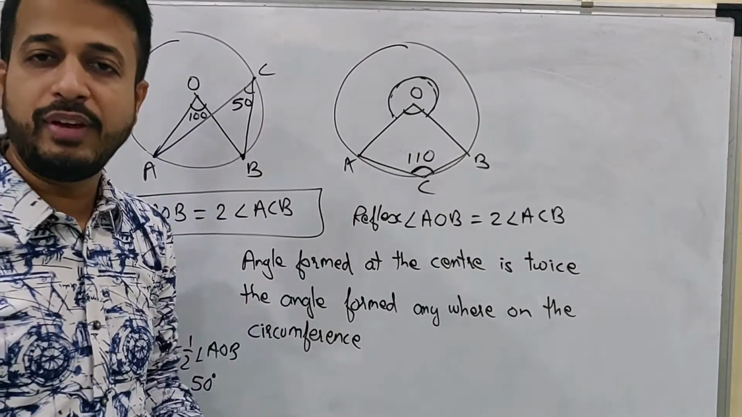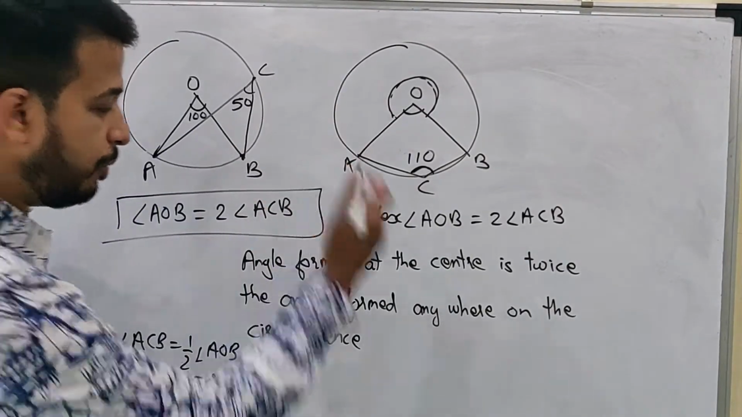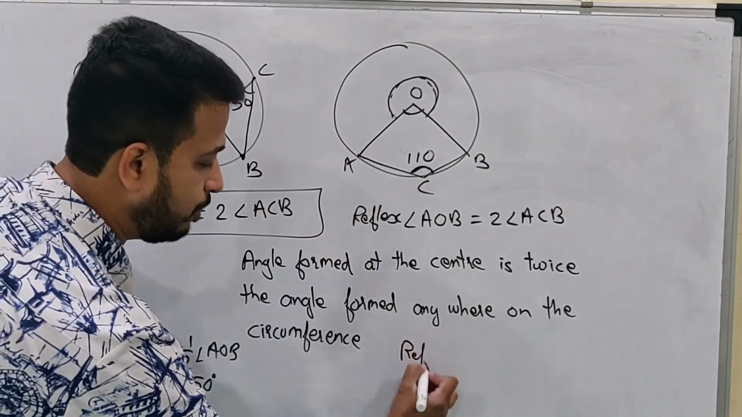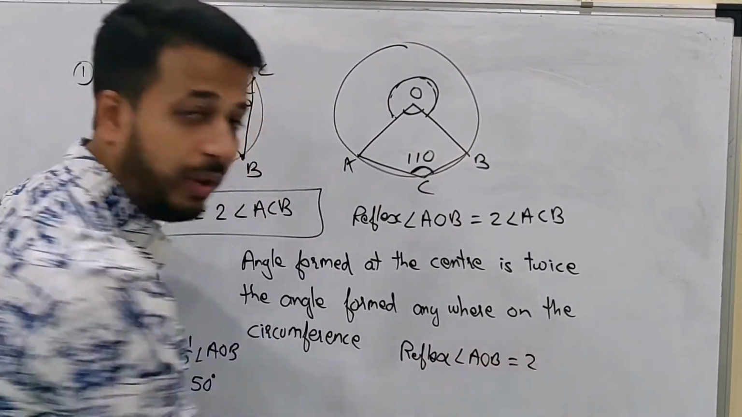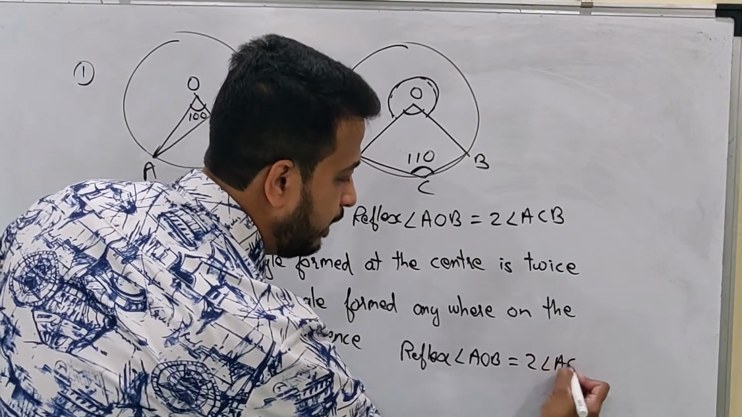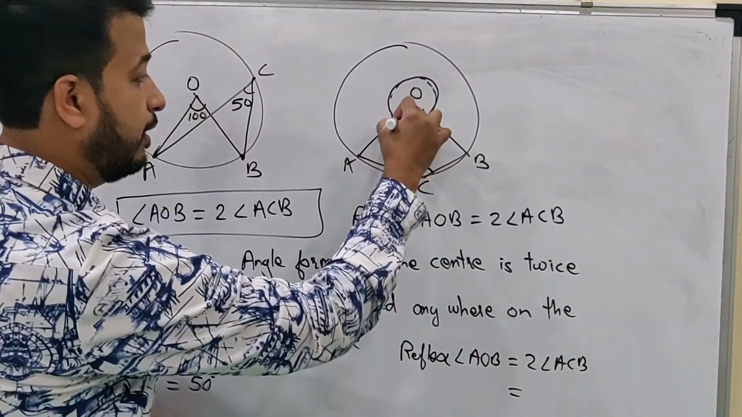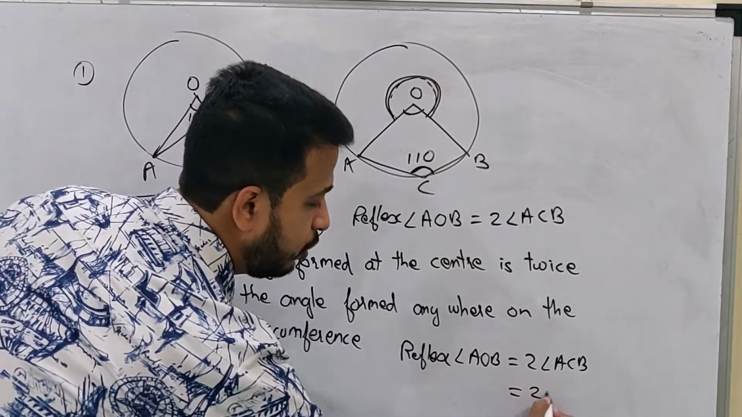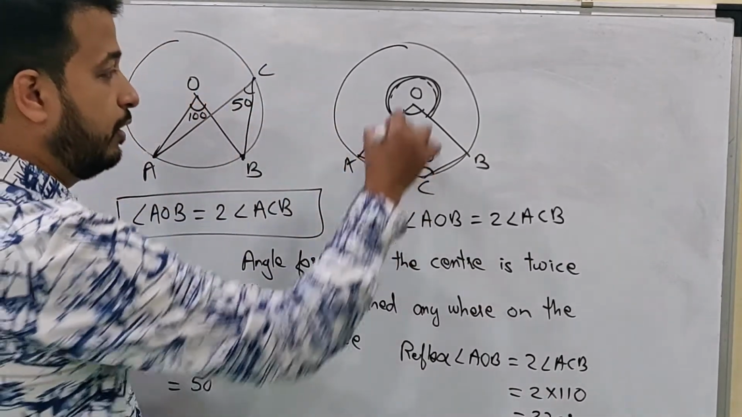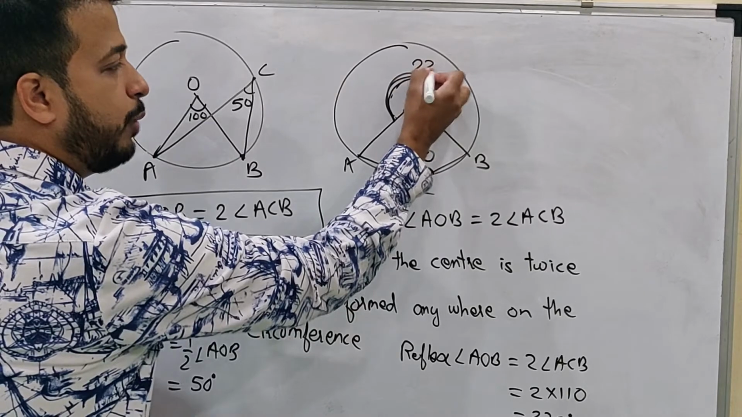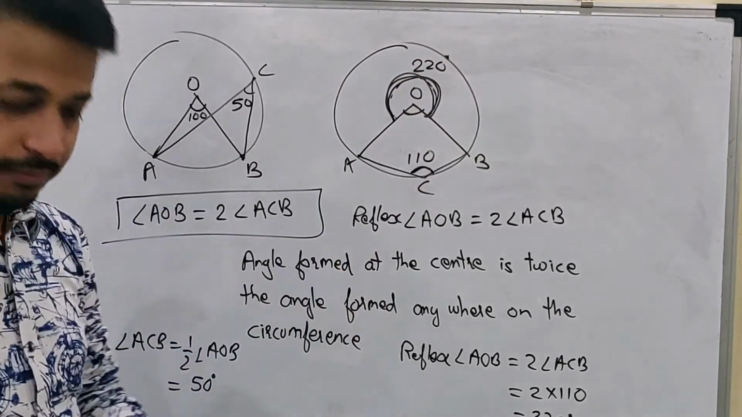So that direction is very important, right? So here, how much will be my reflex? In this case, my reflex angle AOB will be twice the angle ACB. So my reflex angle is 2 into 110, which will be 220 degrees. So this angle is 220 degrees.